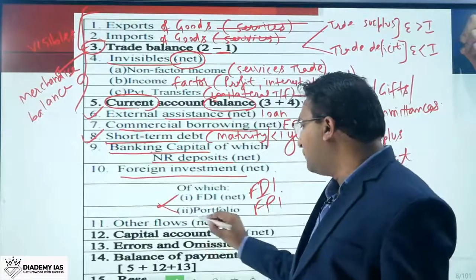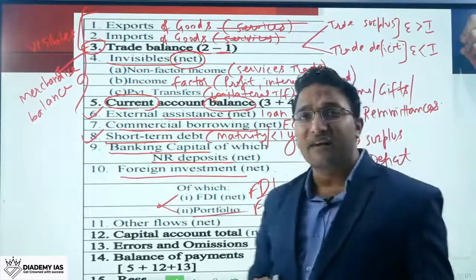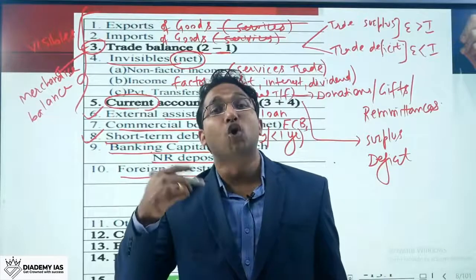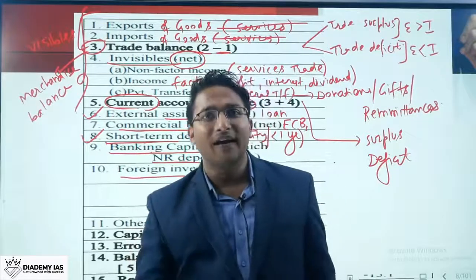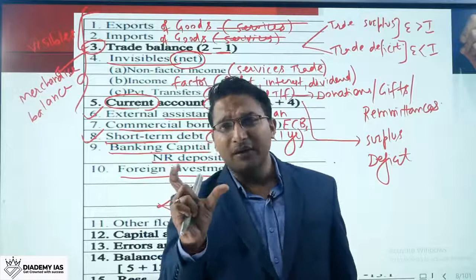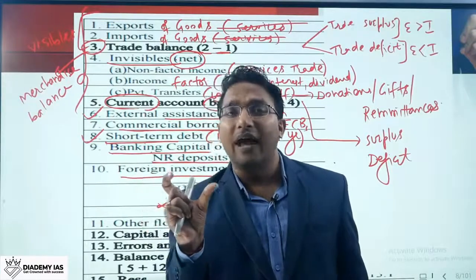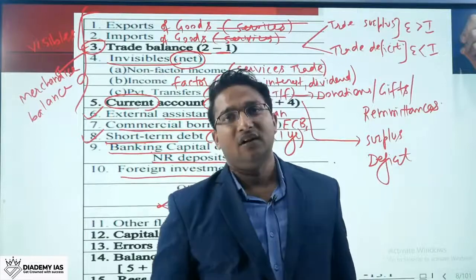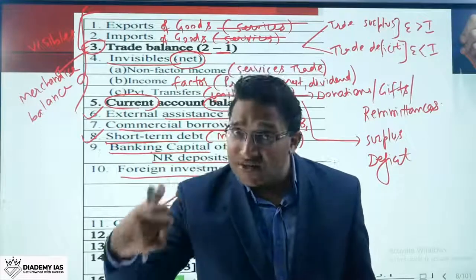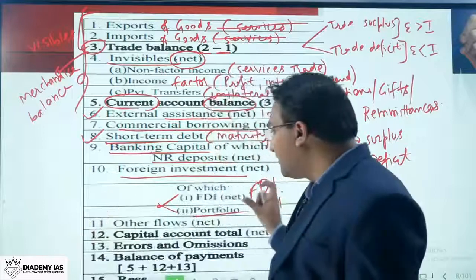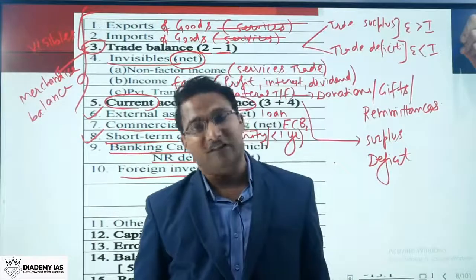This FPI, foreign portfolio investment, represents the amount which has been invested into the stock market. In case of a listed company, if the shares of a company are held to the extent of less than 10%, if the investment is less than 10% in a listed company, then only this is part of the foreign portfolio investment.